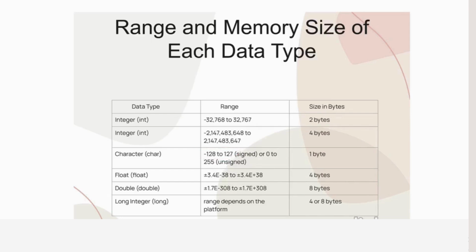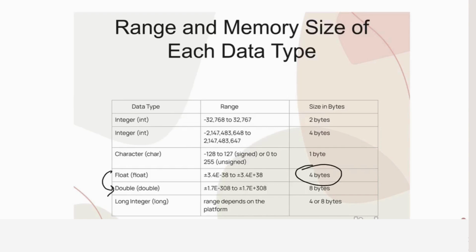Moving ahead, float. Float is a data type which can store decimal values. As you can see here, the range is ±3.4 e -38 to ±3.4 e +38, which says a number between 3.4 into 10 power -38 to 3.4 e +38, which is like 10 power 38, and that range of numbers can be stored in 4 bytes of memory.